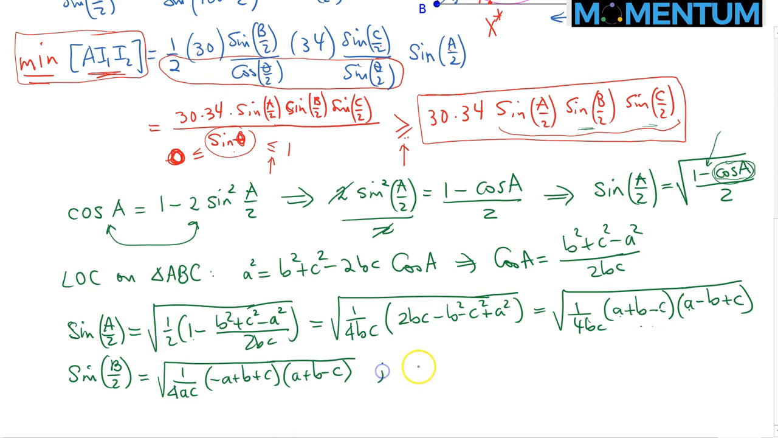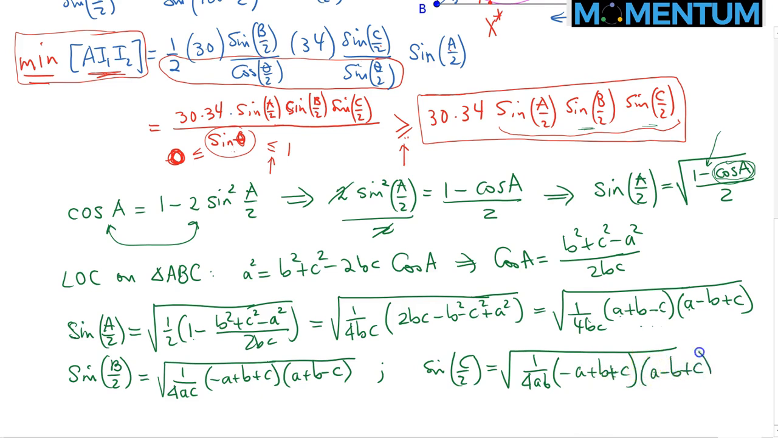And finally, sine C over 2 would simply be equal to the square root of 1 over 4AB, and then we would have, this time the C will not alternate, so minus A plus B plus C, and A minus B plus C.